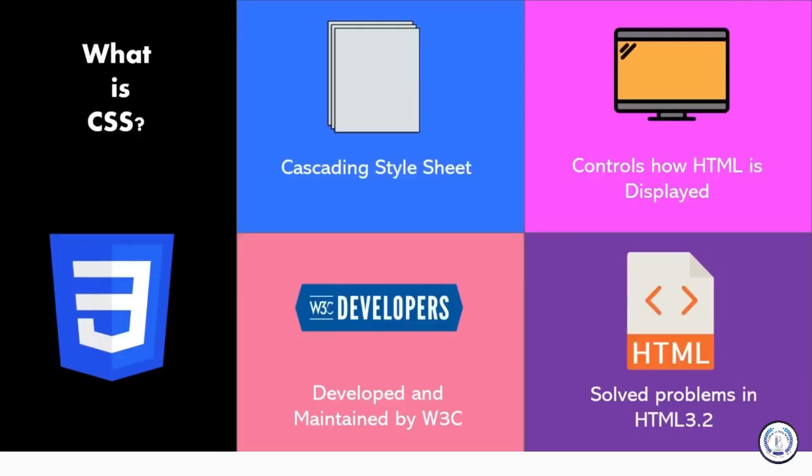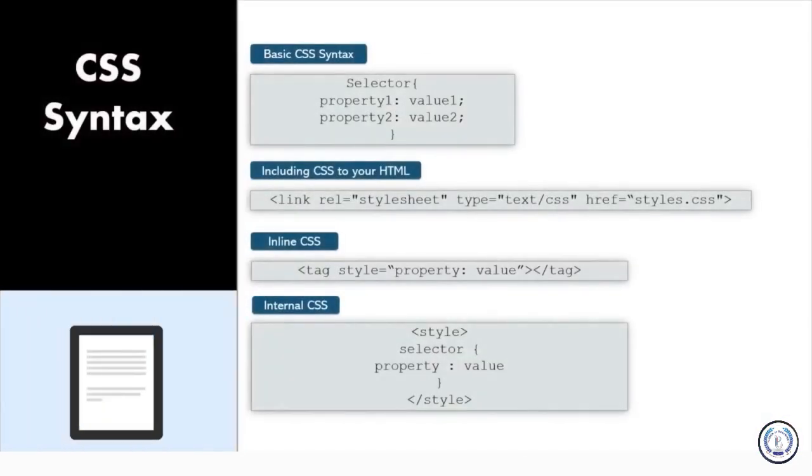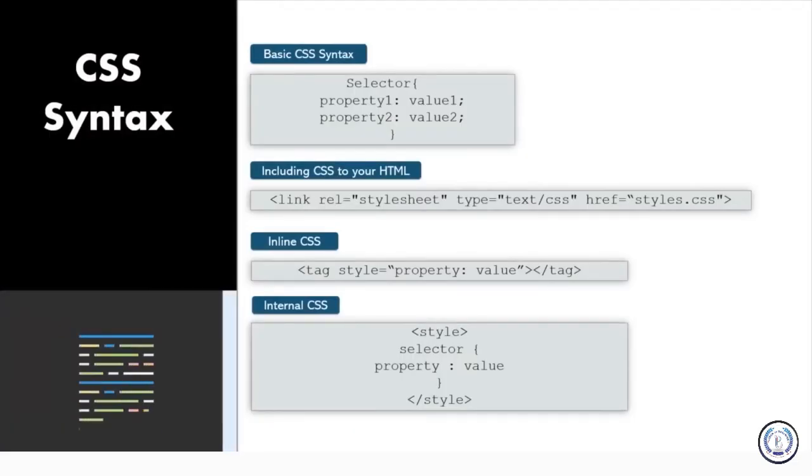Now let's move ahead. So this is the basic syntax of CSS. You basically have selectors, which select or target the place that you want to attach your styling to. Then you have basic properties and value pairs.